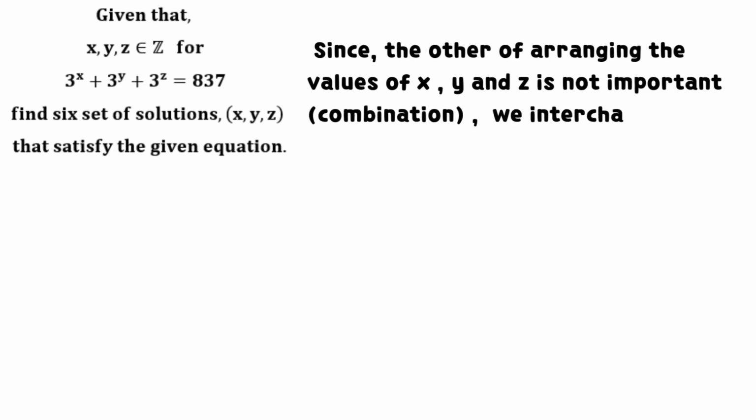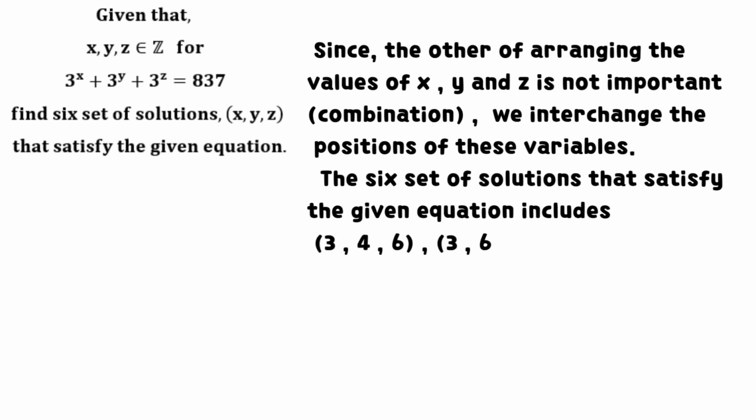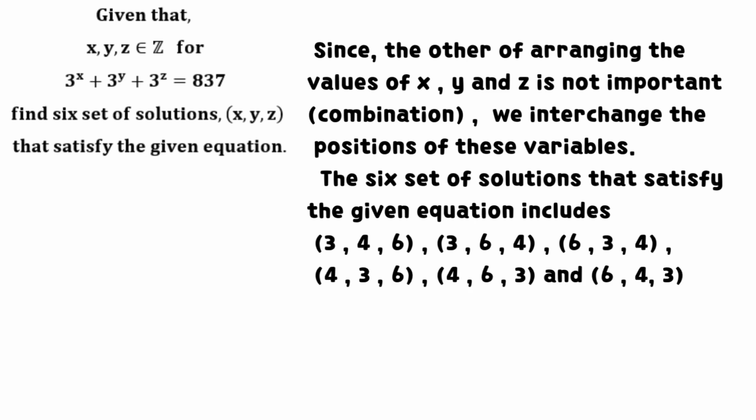Since the order of arranging the values of x, y, and z is not important, we interchange the positions of these variables. The 6 sets of solutions that satisfy the given equation for x, y, and z include 3, 4, 6 and 3, 6, 4 and 6, 3, 4 and 4, 3, 6 and 4, 6, 3 and 6, 4, 3. As shown on the screen.